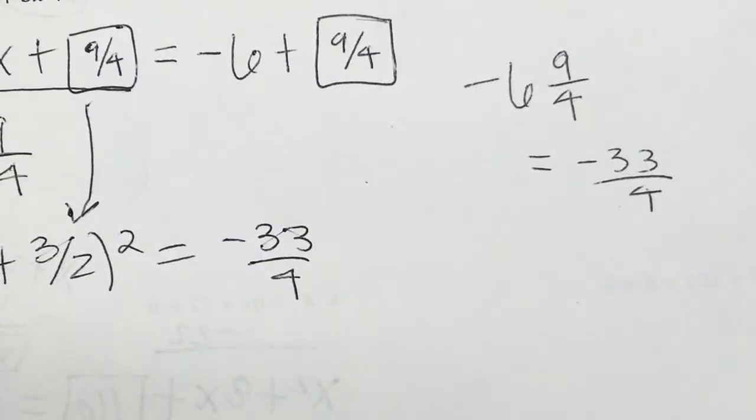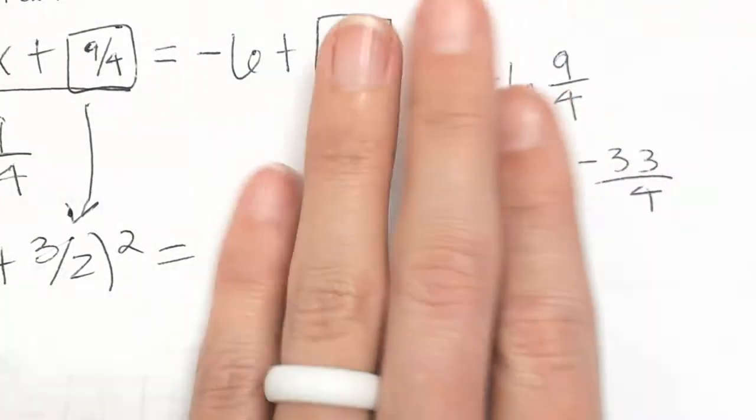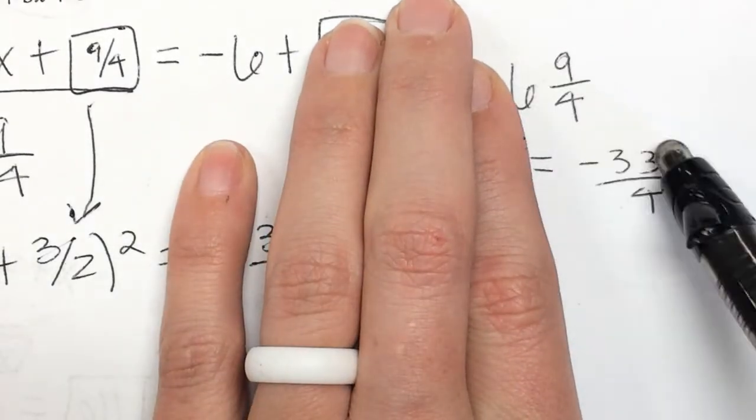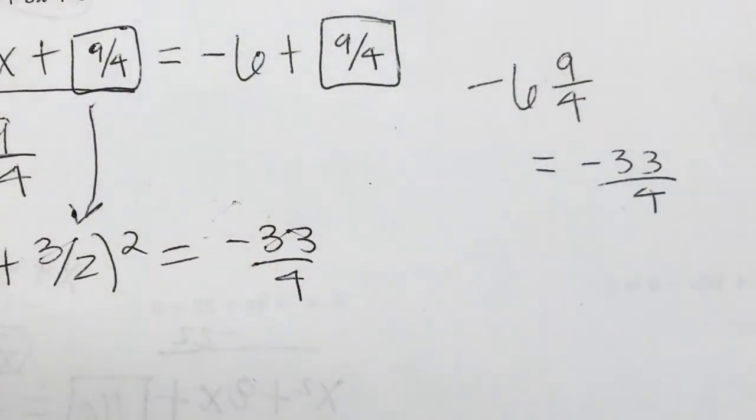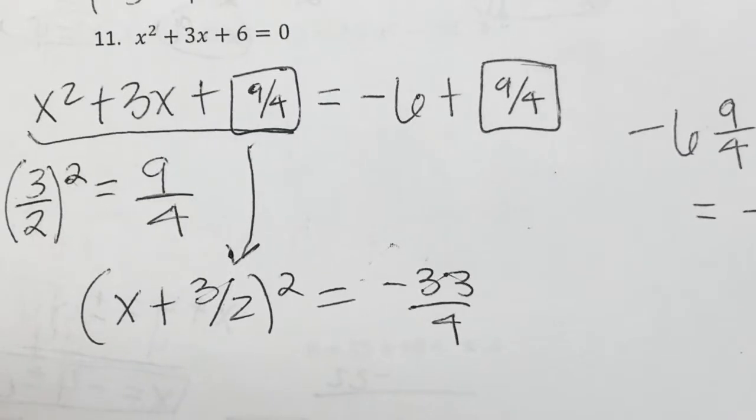Everybody see how I got that? You just ignore the negative. This is 6 times 4 is 24, plus 9 is 33, over 4, and then we bring the negative, okay? Questions about that part?